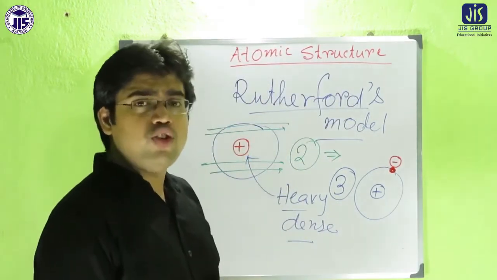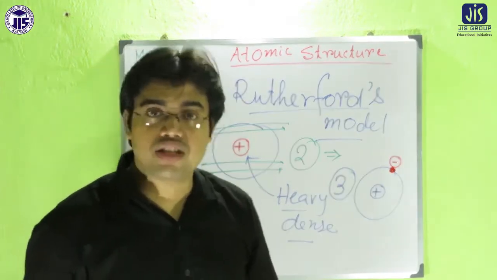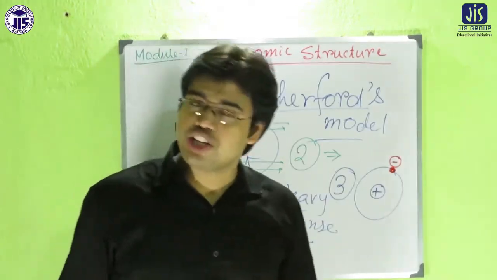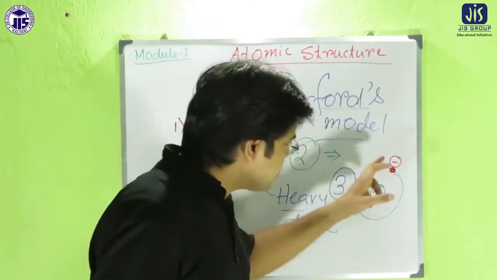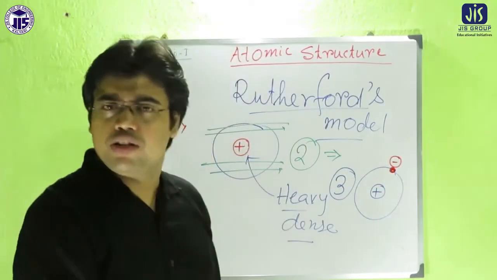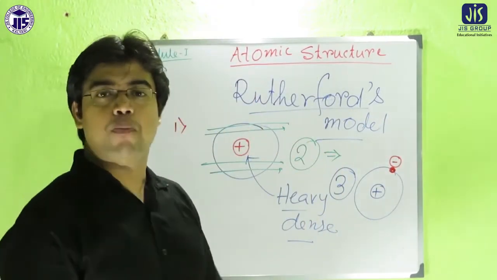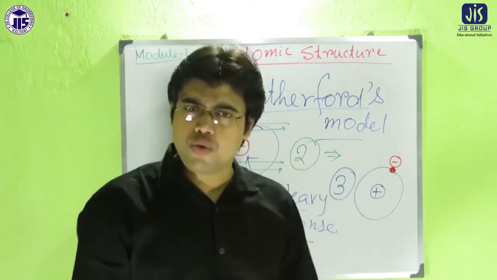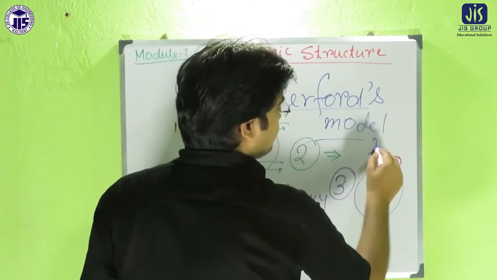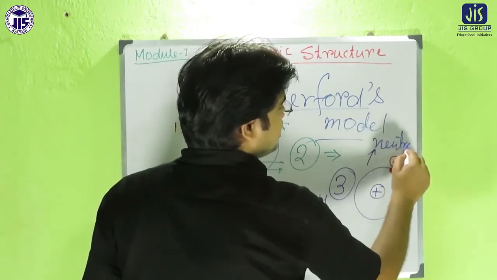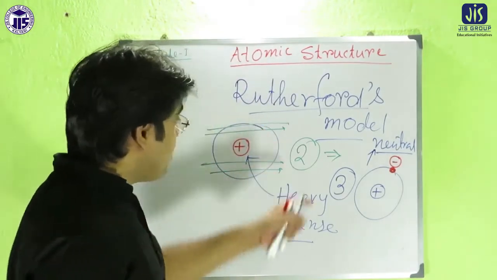So Rutherford already told that in the center there is a heavy dense nucleus, and that nucleus carries positive charge. Now electrons revolve around the nucleus and carry negative charge. And according to Rutherford, the total amount of negative charge and the total amount of positive charge are exactly equal, and that's why we get a neutral atom. So these are the 3 main postulates.